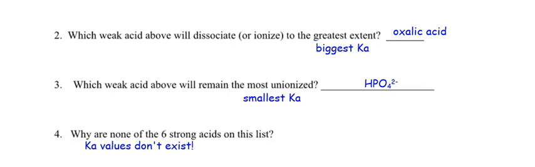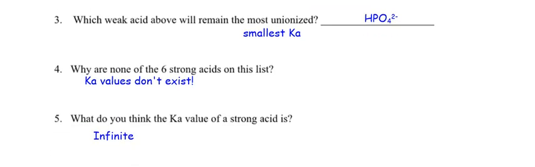All right. I'm going to give you a clue right now. Why are they not on the list? Because each one of those six has an infinite Ka. And how big is infinite? Well, it's huge, isn't it? Infinity and beyond. It's a huge, huge, huge number. So what does that tell you? All of it dissociates. 100% of it dissociates. I have all of it dissociating, all right? It's a huge number. So that's what that means.